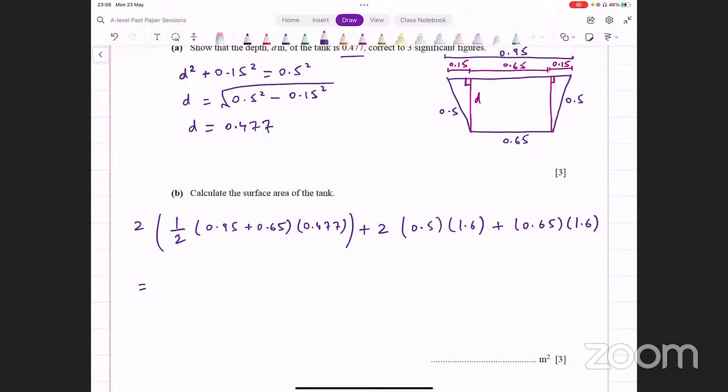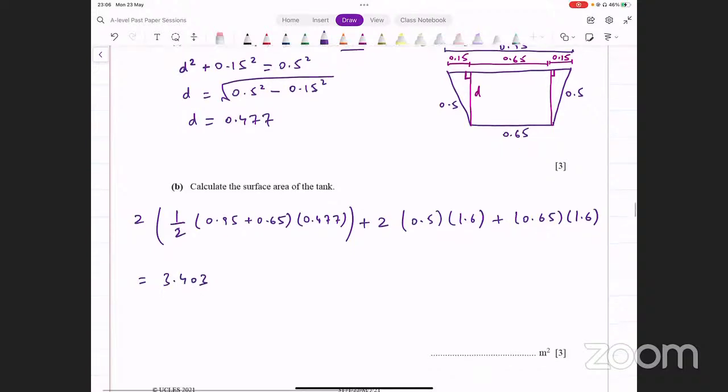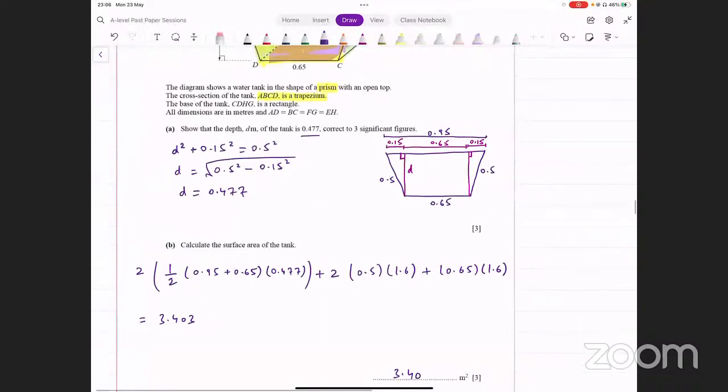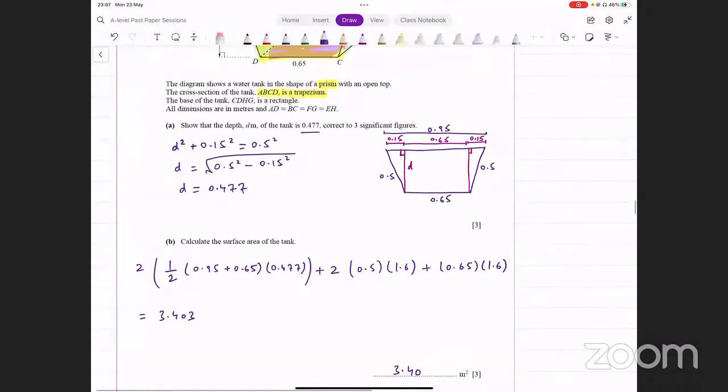3.403 from this. 3.403. So if you want to write it here, you can write 3.40 if you want, or 0.403 पूरा भी लग सकते हैं, and that's also okay. ठीक है, so that's the result that we get from this. ये आपके पास area आ गया इसका, surface area of the tank. Okay.